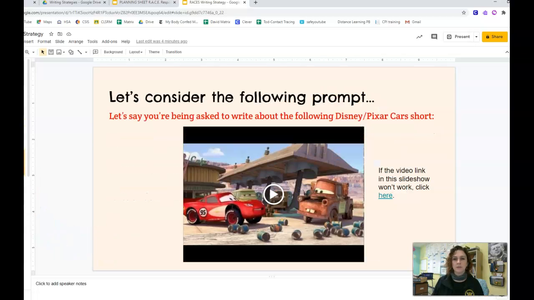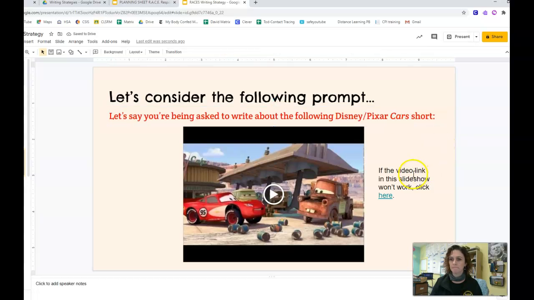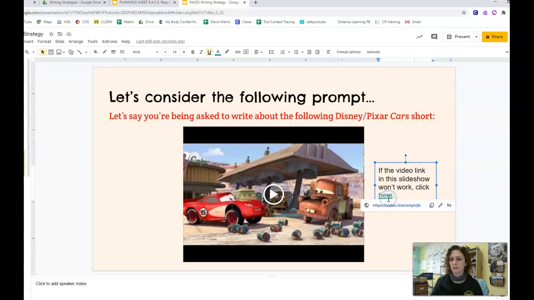So let's consider the following prompt. I'm going to show you a short clip here. Let's say you're being asked to write about this particular Disney Pixar Cars short. I'm going to italicize Cars because this is the title of a movie. Okay. If for some reason this video link won't work for you, if you are in this particular slideshow, then use this link, okay? So let's watch.